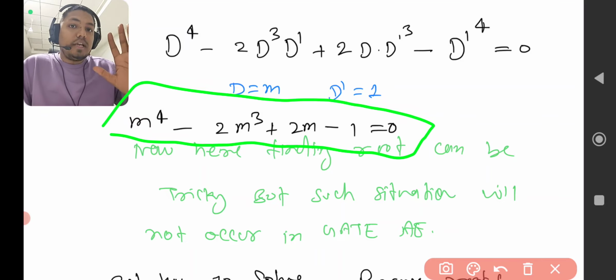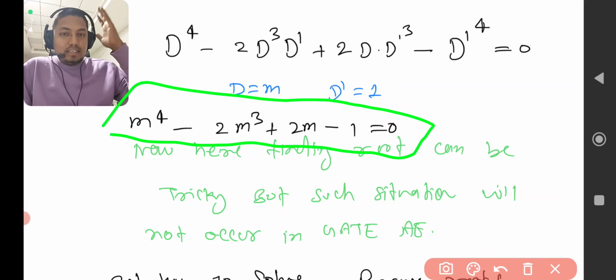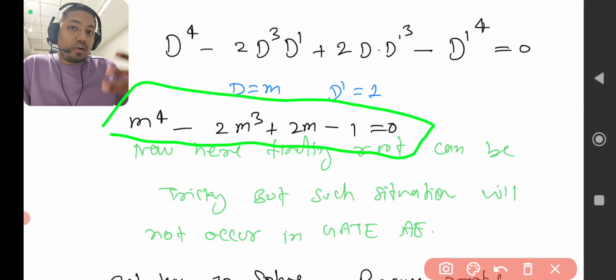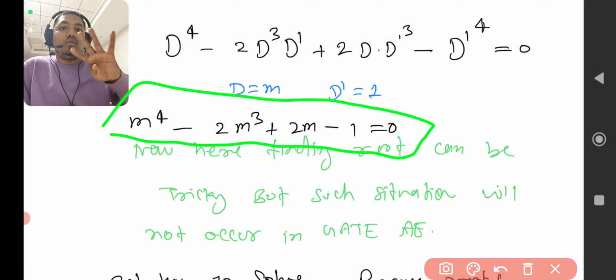But usually you don't expect in the GATE exam that they will give biquadratic equations to solve, because a biquadratic equation is very tough to solve, right? Nothing is tough, I am just saying that given how much time we get in the GATE exam, we cannot spend that much time solving biquadratic equations to find 4 roots, 5 roots, 6 roots.